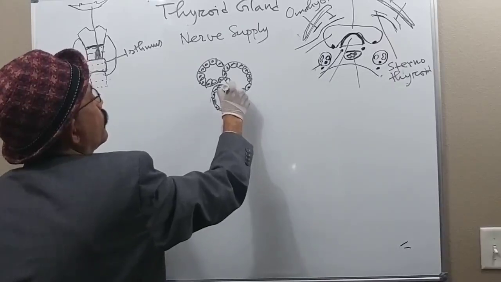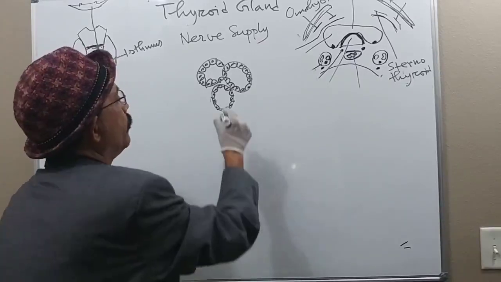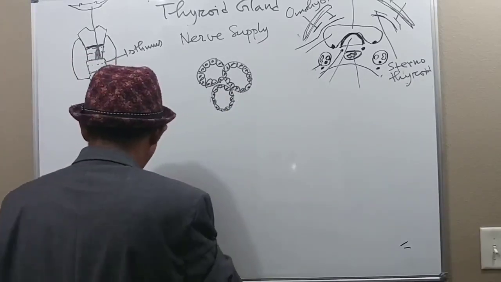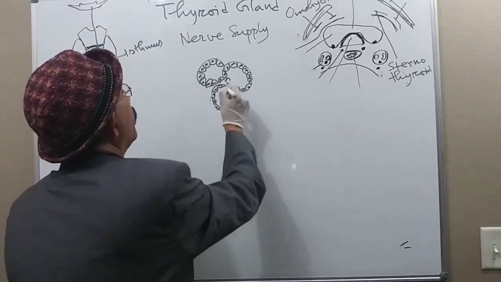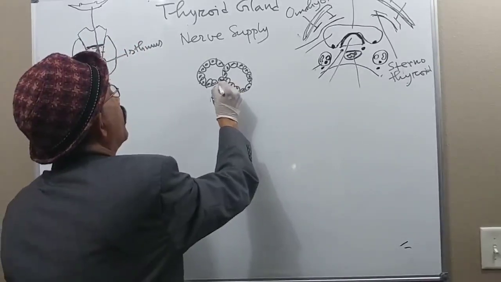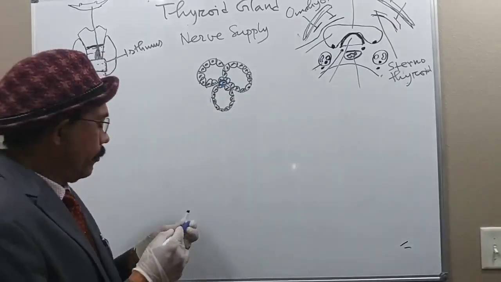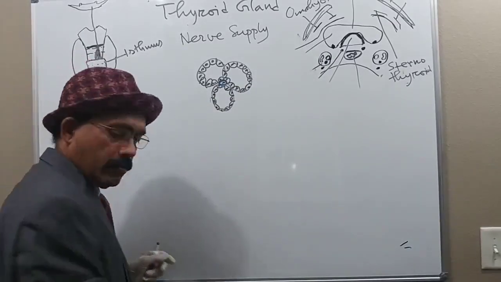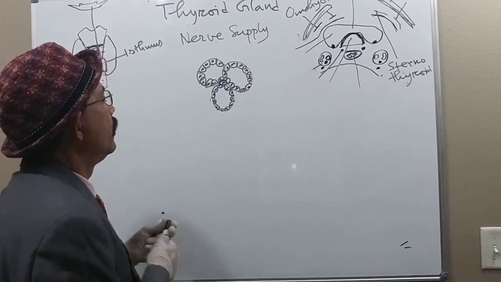These are the nuclei. Where is my parafollicular cell? Parafollicular cells are present here. We get parafollicular cells here. Okay. So what is released from the follicular cell and what is released from the parafollicular cell?